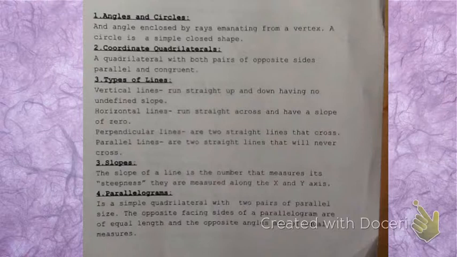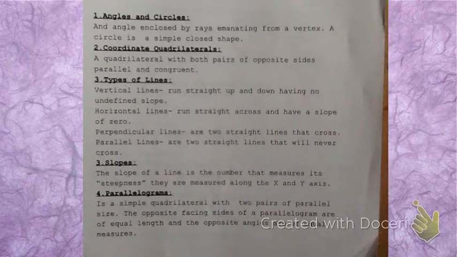Number 2, coordinate quadrilaterals. A quadrilateral with both pairs of opposite sides parallel and congruent. Number 3, types of lines. Vertical lines run straight up and down, having an undefined slope. Horizontal lines run straight across and have a slope of 0. Perpendicular lines are 2 straight lines that cross. Parallel lines are 2 straight lines that will never cross.